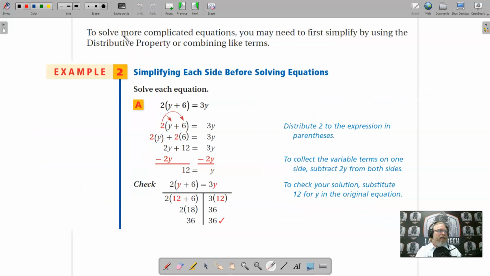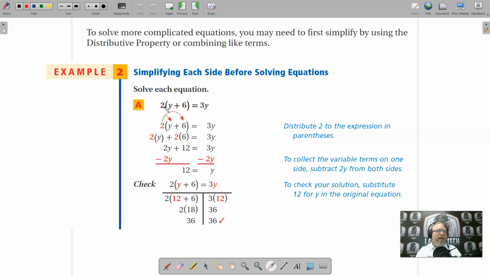Looking at the next page, to solve more complicated equations, you may need to first simplify by using the distributive property or combining like terms. So in example 2, simplify each side before solving equations. Solve each equation. Well, example A, we have 2 times the quantity of y plus 6 equals 3y.